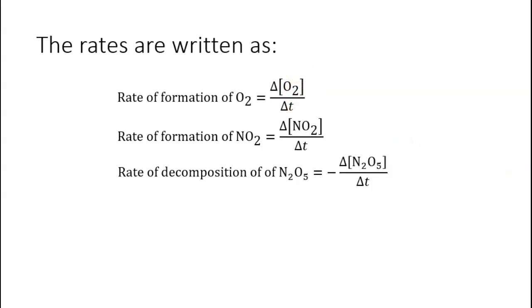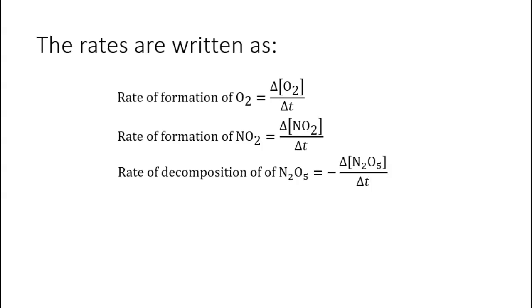So the change in the concentration of the oxygen would be the concentration at the end of some allowed time period minus the concentration at the beginning of that time period, with the delta T being the time period over which that change occurred. So it's always final minus initial. So that would be the rate of formation of the oxygen. The rate of formation of the NO2 is going to be, again, final minus initial over delta T for the concentration of the NO2.